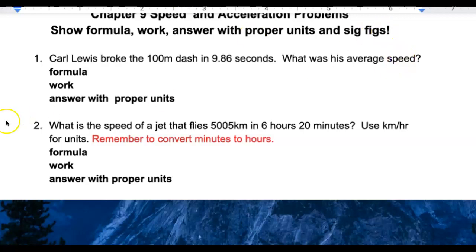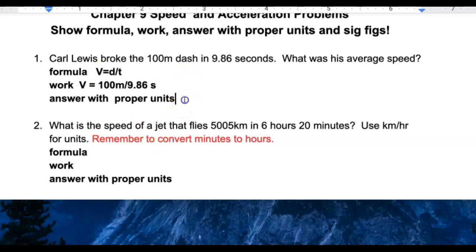Well, since we're looking for speed, that means we're going to use the formula V equals D divided by T. Remember, V stands for velocity, and speed is a component of velocity. So if I show my work here, all I have to do is put V, because that's what I'm looking for, equals, and then plug the numbers in where I need to. It's 100 meters divided by the time, 9.86 seconds.